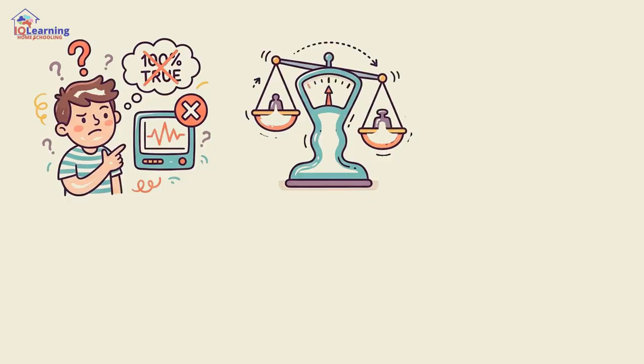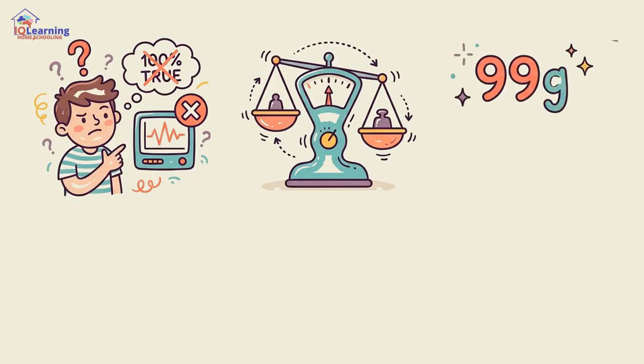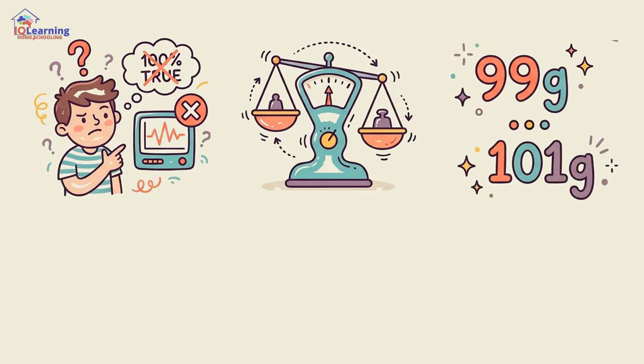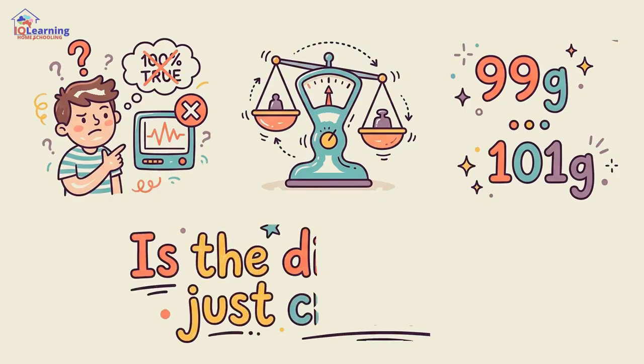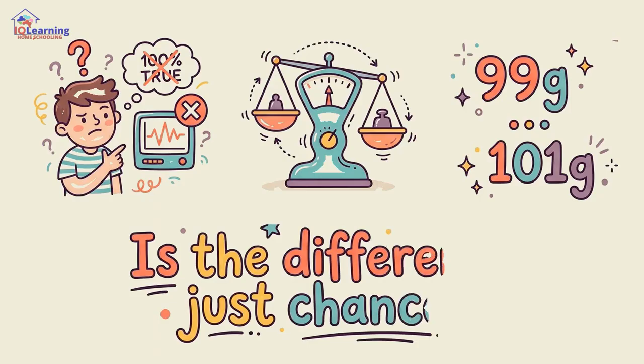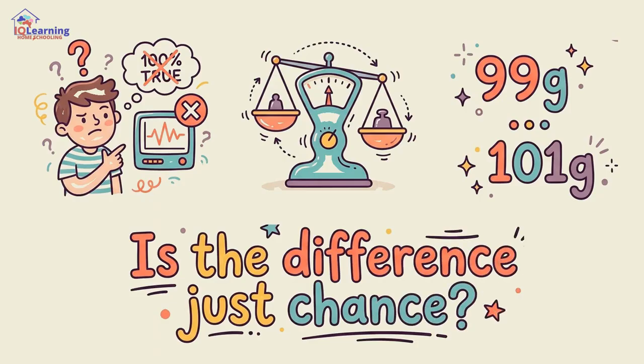Even if the true average really were 100 grams, random samples would still vary a little. One sample might average 99 grams. Another might average 101 grams. Small differences happen naturally. So the real question is not, are the numbers exactly equal? The real question is, is the difference so large that it probably did not happen by chance? That is what hypothesis testing does.